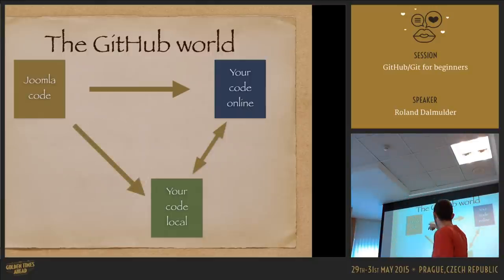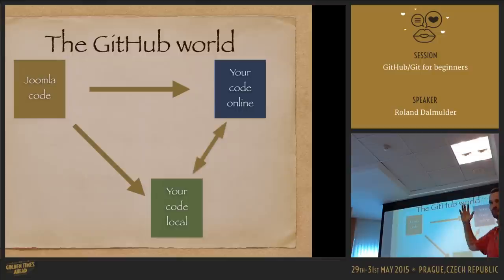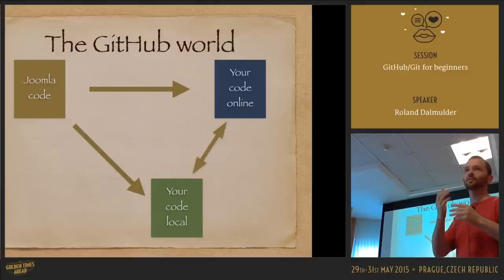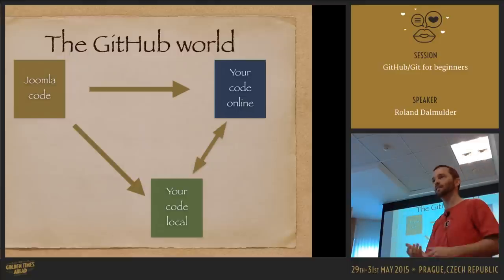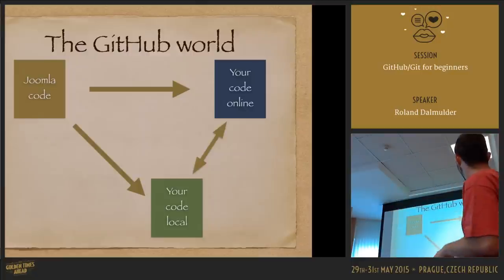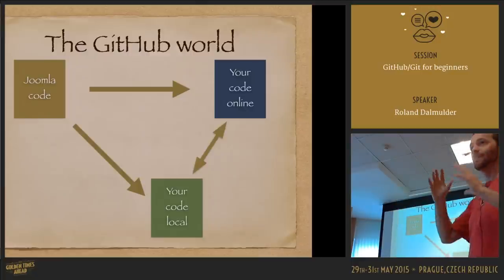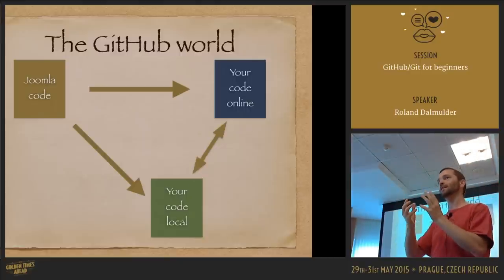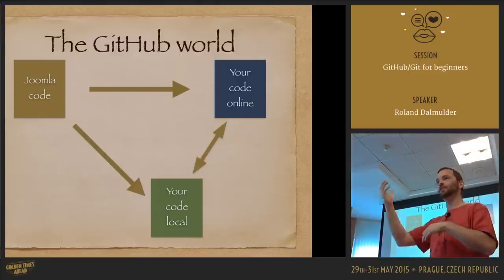So what we do is, from Joomla code, we make a copy online, which we call a fork. Then you make a copy local. We cannot change the Joomla code because there's only a few people that have access to make the changes. That's to prevent we really mess it up even further. The code online, that is your code. And the code local is also your code, so you have actually all the rights to make changes as you wish.